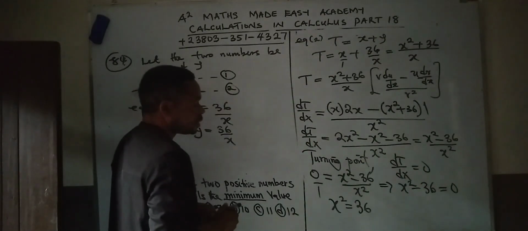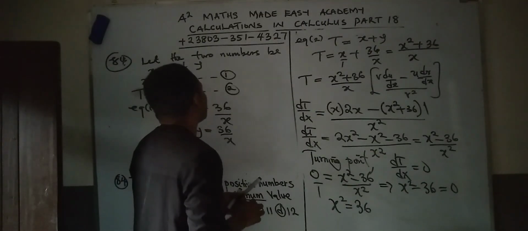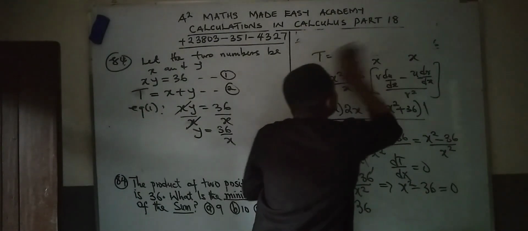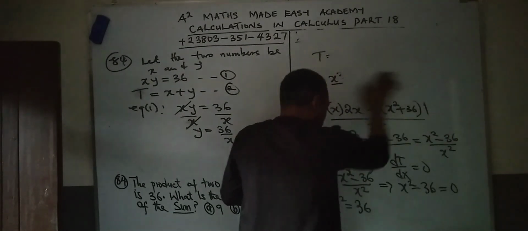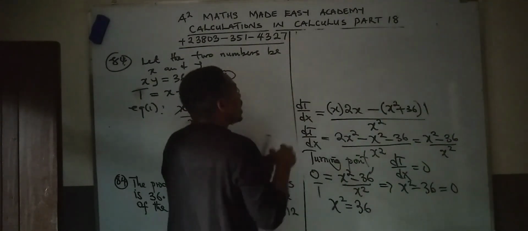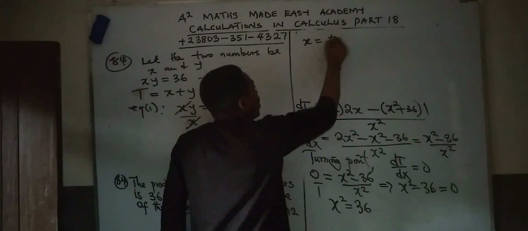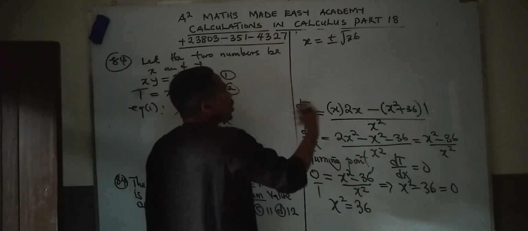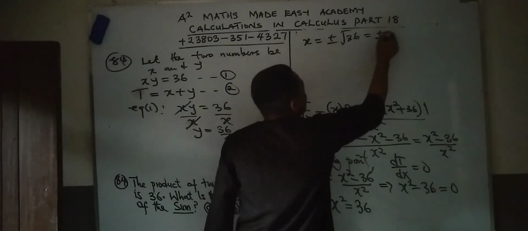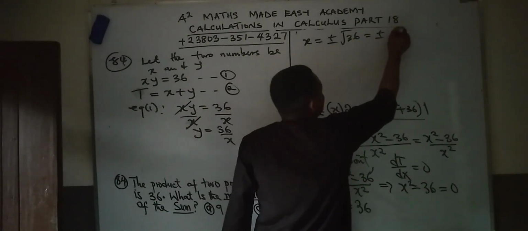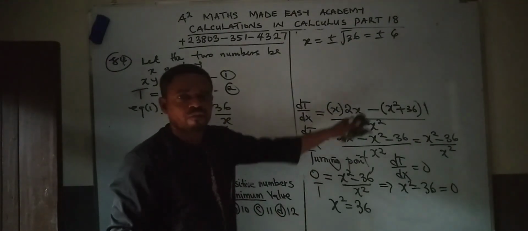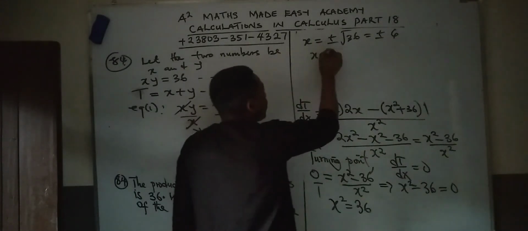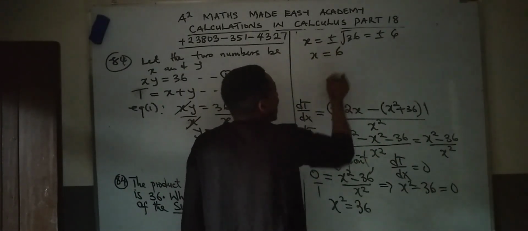Are you there now? The two answers are being expected here. So what do we do next? You make x the subject of the formula. Now my x becomes plus or minus the square root of 36, which is 6. Remember, we are looking for positive numbers, not negative. So the value of x is 6.